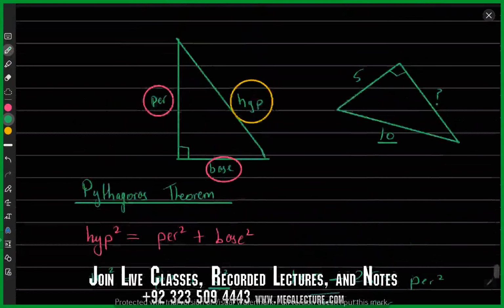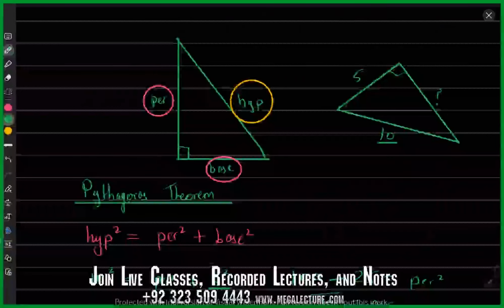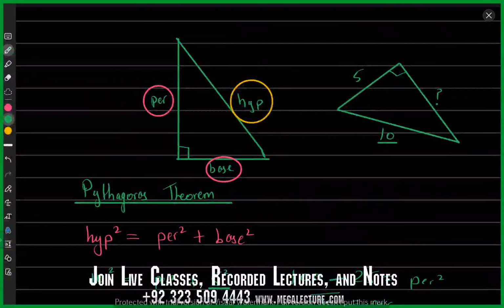So let's make it quick. We have learned two things so far. The first one is the three ratios: sine theta, cos theta, and tan theta. How do we remember them? Through this word, or whatever word or line you want to remember. I've written the formulas. That is the first thing. The other thing is the Pythagoras theorem.